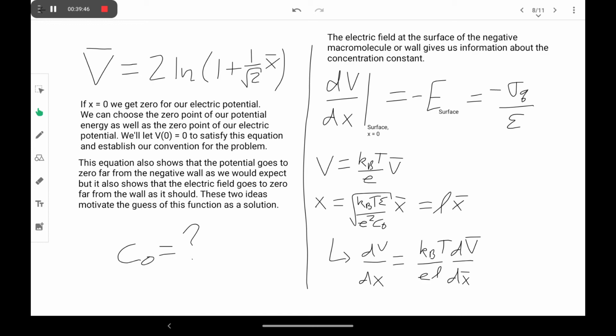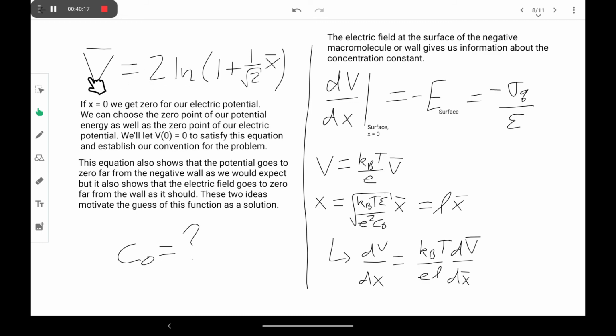Okay. Well, the thing we haven't used yet is our knowledge of the electric field at the surface. We know that it is sigma q over epsilon, sigma q being the charge at the surface, so the negative charges. So if we take the derivative of V with respect to x and evaluate it at the surface, that's what this bar means, we evaluate this integral at the surface, then we should be able to get the electric field, which is this.